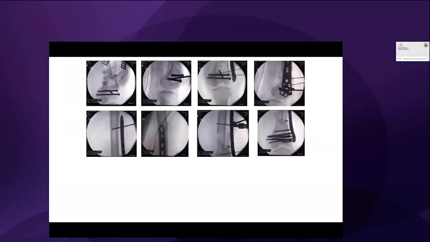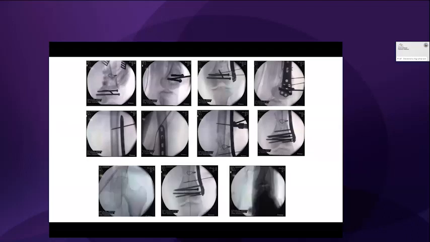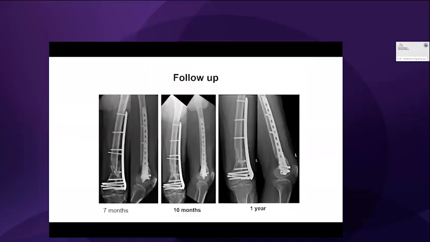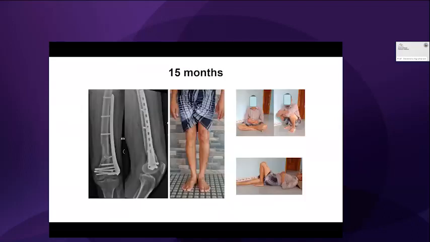And we can see that a bone graft is also added at the fracture site since there is a bone loss. Primary bone grafting also can be done routinely in open injuries, provided we debride the wound adequately. And these are the limb alignment pictures. We can see that the fracture alignment is good. And at the end of 15 months, we can see that the fracture has completely healed.